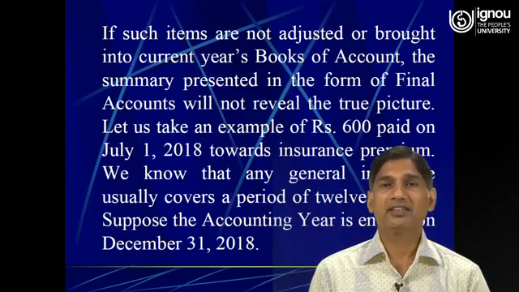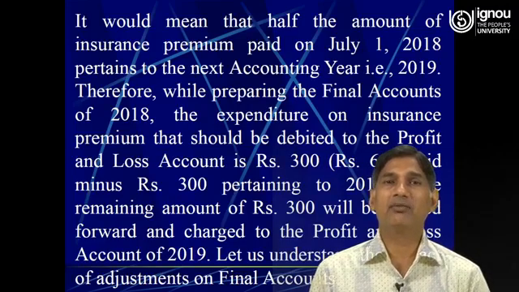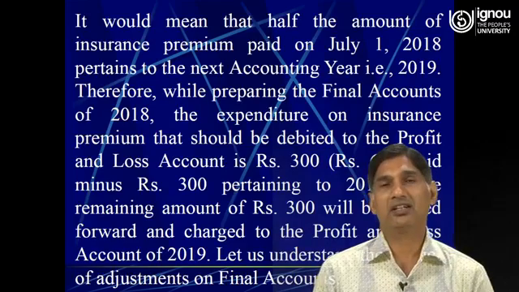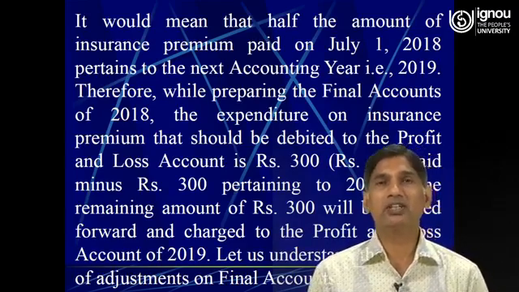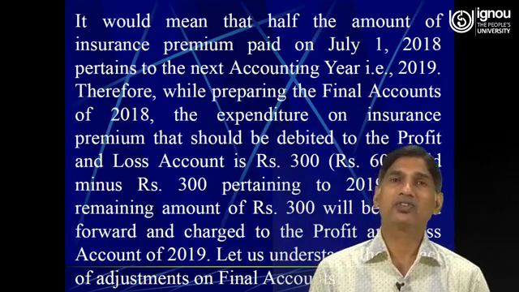Suppose the accounting year is ending on 31st December 2018. It means that half the amount of insurance premium paid on July 1st, 2018 pertains to the next year, that is 2019. Therefore, while preparing the final accounts of the financial year 2018, the expenditure on insurance premium that should be debited to profit and loss account is rupees 300, because the remaining 300 belongs to the next year, that is the financial year 2019. The remaining amount of 300 rupees will be carried forward and charged to the profit and loss account of 2019.